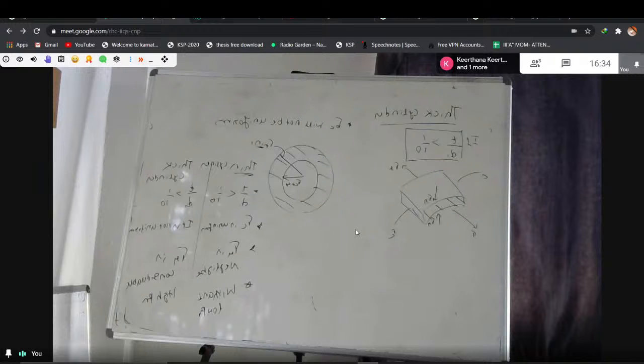So that's all the difference. In one examination they asked it for 4 marks. Then you should write the table like this and this one.